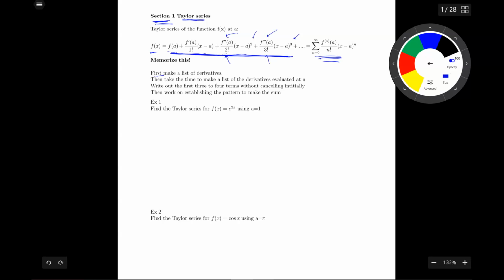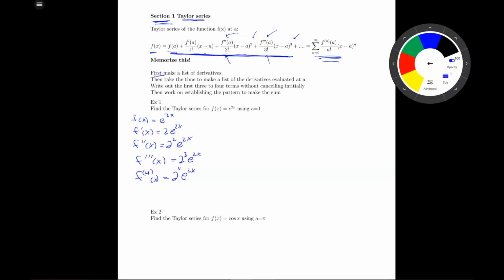You want to make a list of derivatives. So I'm going to encourage you to even write the function down again, and then make your list of derivatives. You know this is chain rule. When you're establishing a pattern, it's actually better not to multiply the numbers out. So I'm just going to leave it as 2 cubed. And then when I get to the 4th derivative, remember it's a little 4 in parentheses, 2 to the 4th e to the 2x. Okay, so there's my list of derivatives.